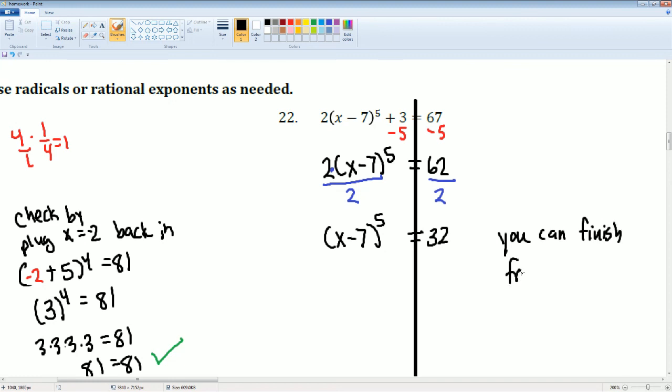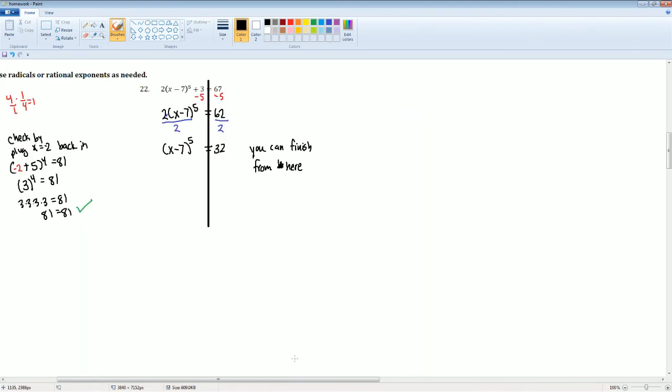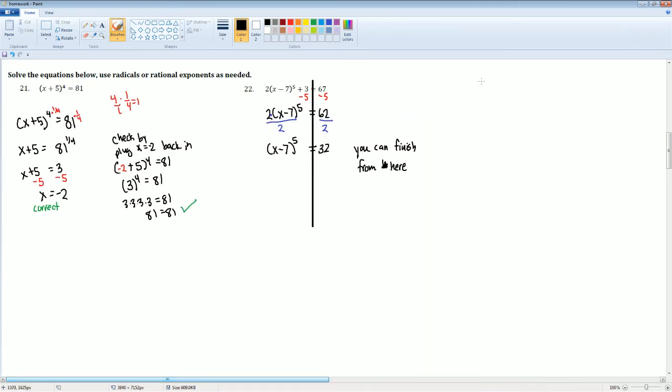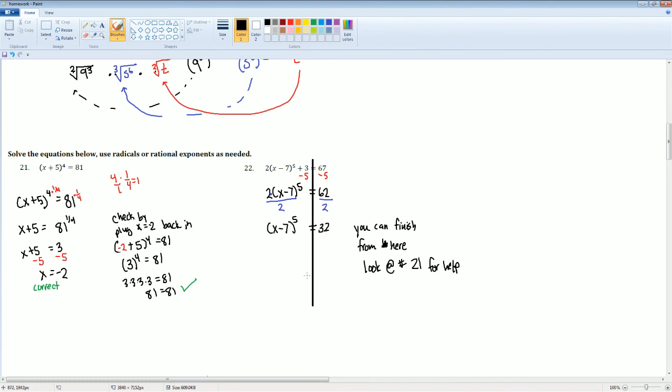from here. Okay? You can finish it from here. You want to look at number 21 for help. But you could finish it from here. Okay? But there you go. Those are all your solutions. I left 22 a little open so you could do a little bit more practice.